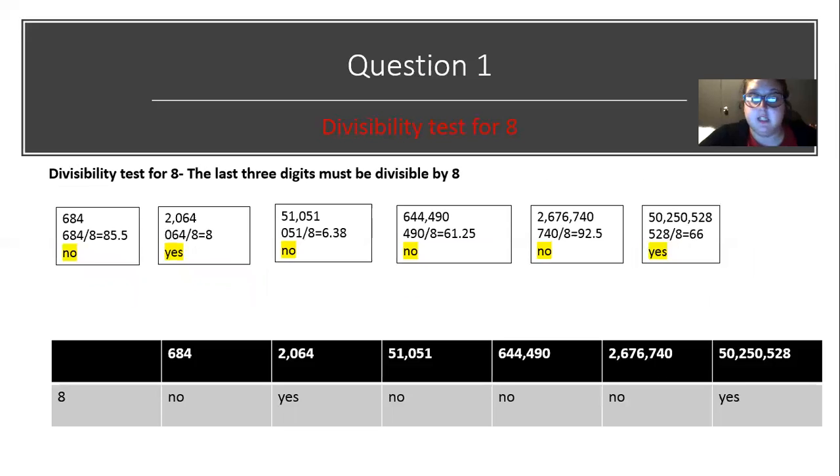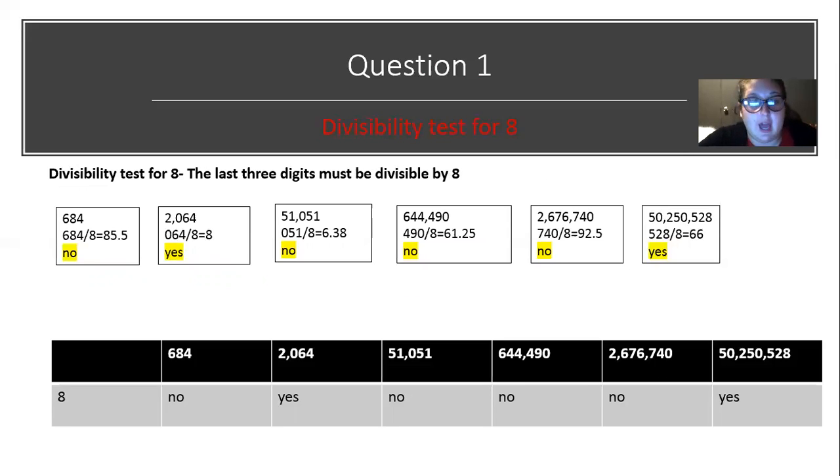The divisibility test for 8. The last 3 digits must be divisible by 8. So in the first problem, 684, that's pretty simple. We're just going to divide it by 8, and it doesn't come out as a whole number. So that one's going to be a no.